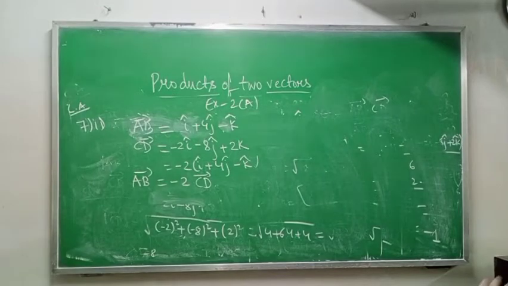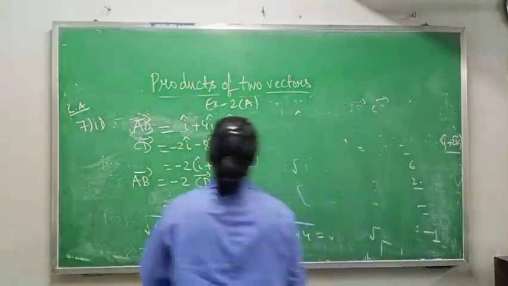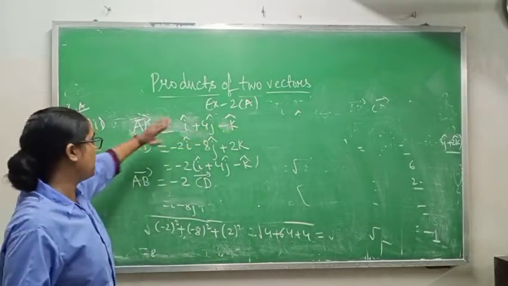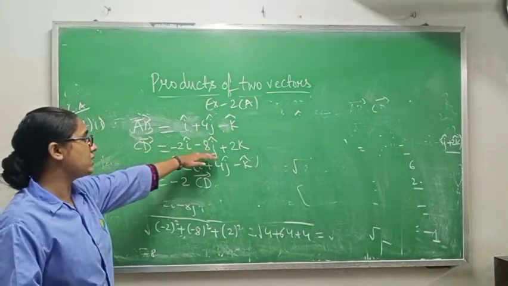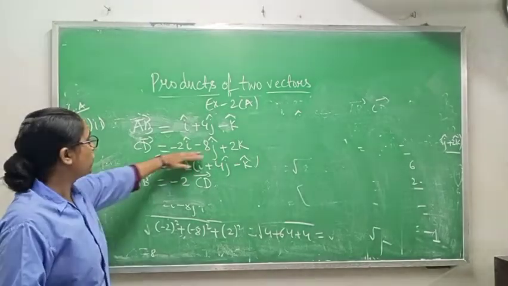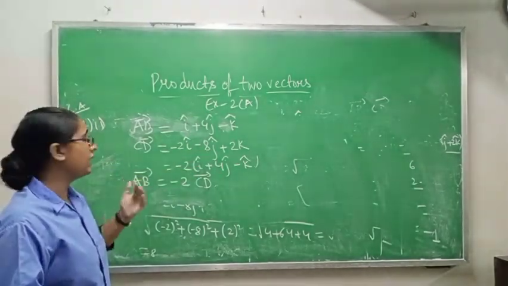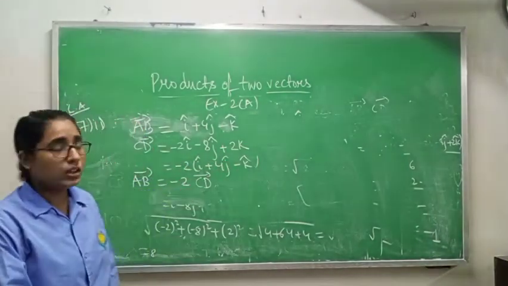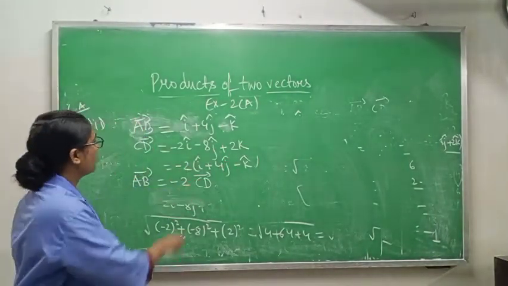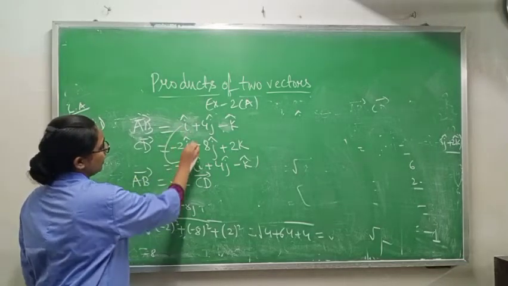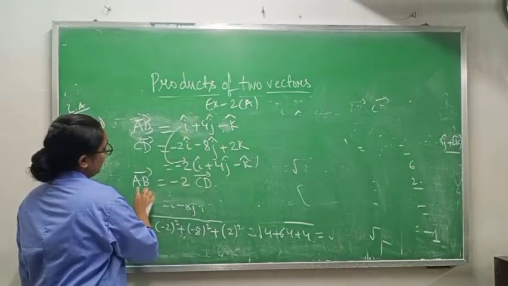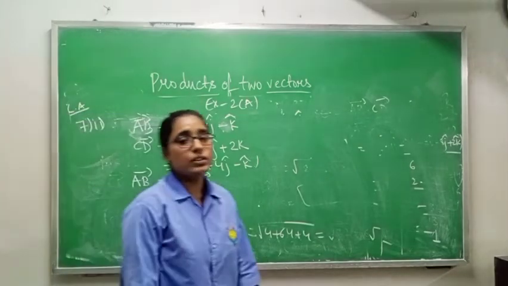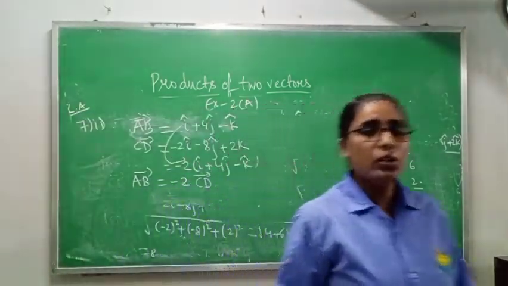Now in the second part, they are asking that AB and CD both are collinear. So AB I am getting i cap plus 4j cap minus k cap, CD I am getting minus 2i minus 8j plus 2k. So from here I can take minus 2 as common, then this minus will become plus and this plus will become minus. Now you can see there is a relation, same thing inside the bracket. So AB vector equals minus 2 CD vector. Okay. So we will write that the given points are collinear.